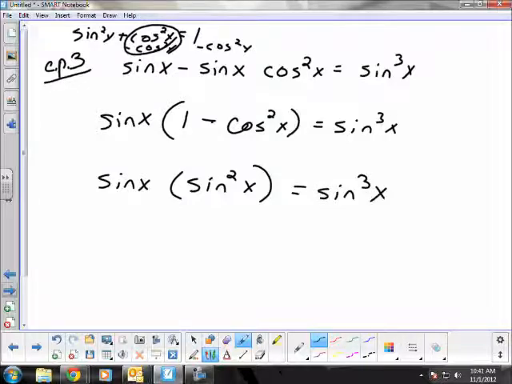And what is the sine of x times the sine squared of x? The sine cubed of x, right? And guess what? We're done. Okay. All right. So sometimes you will have to factor to be able to do these.